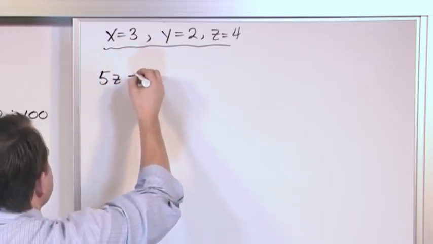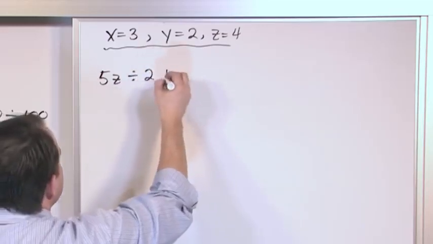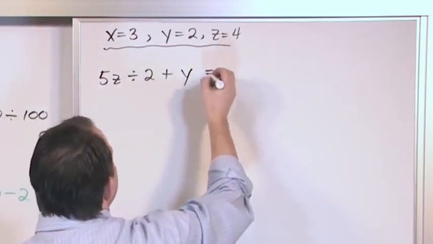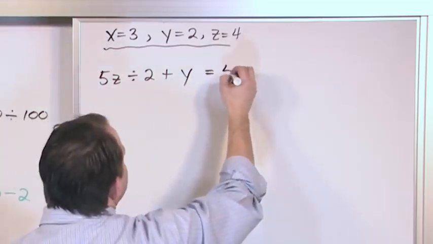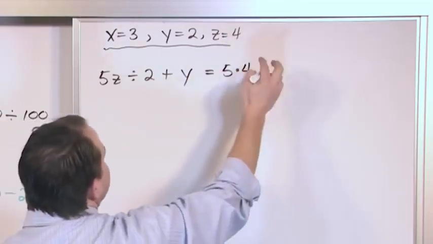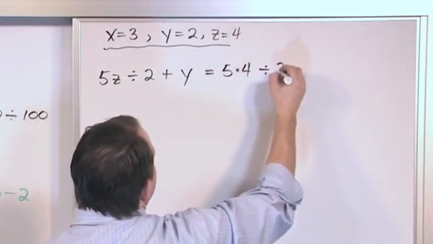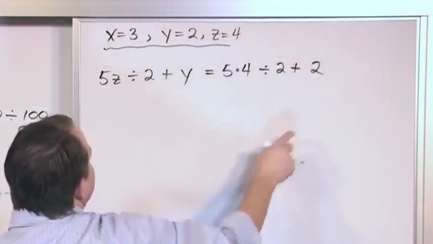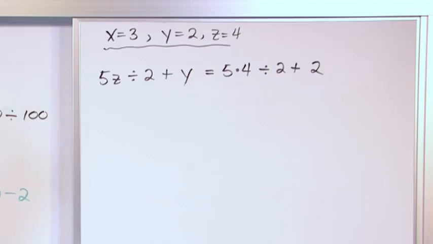5z divided by 2 plus y. So the first thing you do is plug in what you know. 5 times z would be 5 times 4, divided by 2 plus y, which is 2. So we've converted everything over to numbers, and now we go through our order of operations.